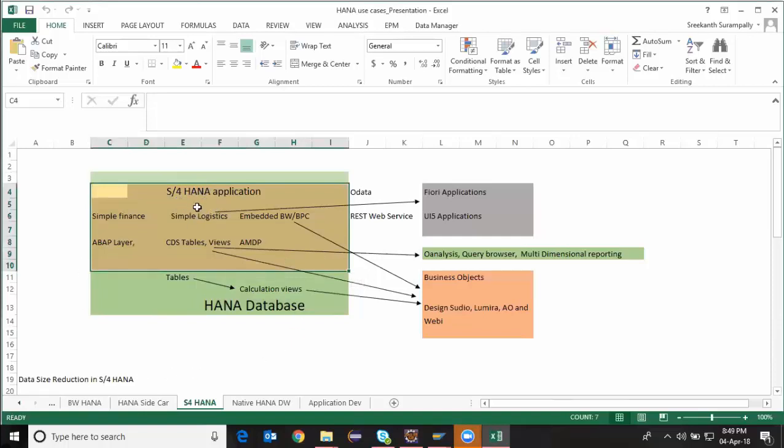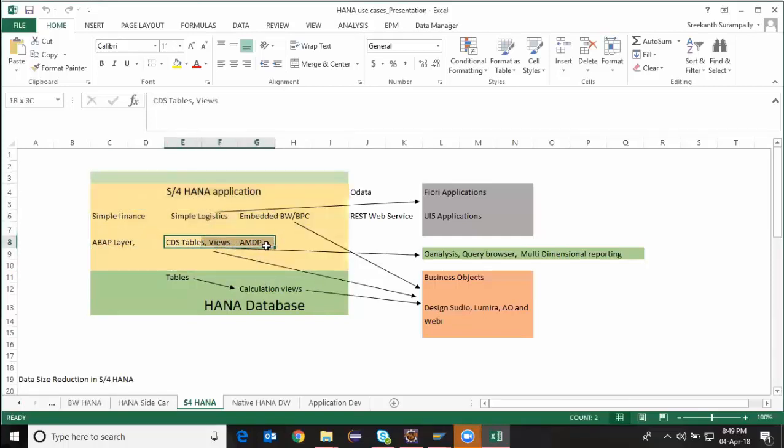ADSOs, composite providers and open ADSOs, that is called BW on HANA. If you build ABAP database managed procedures and CDS views, then it is called S4 HANA. Because these are the objects they gave in the S4 application to optimize or to push down the code to the database.